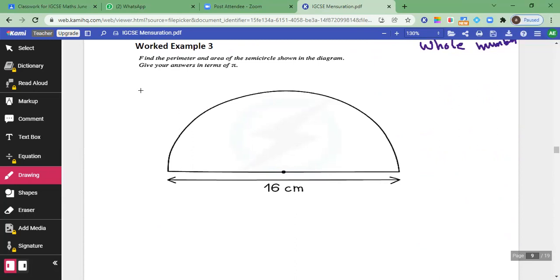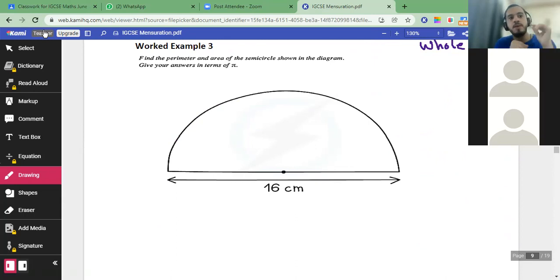Example 3: find the perimeter and the area of the semicircle shown in the diagram. Give your answer in terms of pi. In terms of pi means don't put pi in the calculator, you leave it as pi. Joanna, what does semicircle mean? Half a circle. Exactly, half a circle.